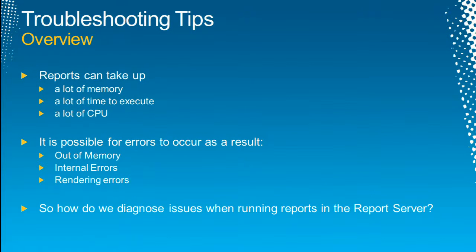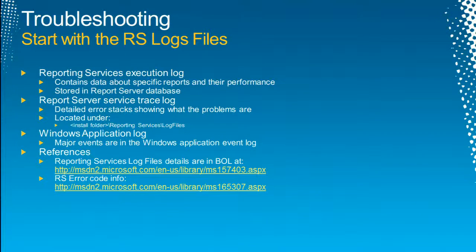So troubleshooting tips, overview. Reports can take a lot of time, a lot of memory, a lot of CPU. So you can run out of memory. There can be rendering errors. There can be internal errors. How do you identify them? We have RS logs. The execution log, service trace log, tells you a little bit about where they are. The Windows application log as well. Couple reference links here, where to find more detail about these logs.